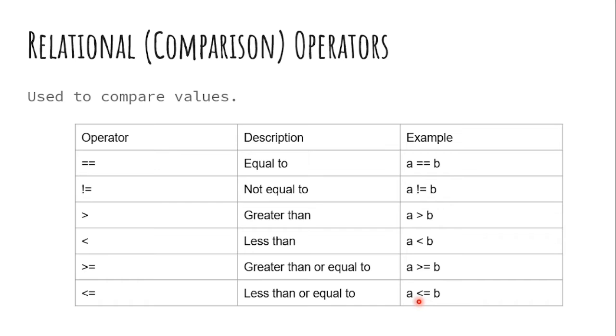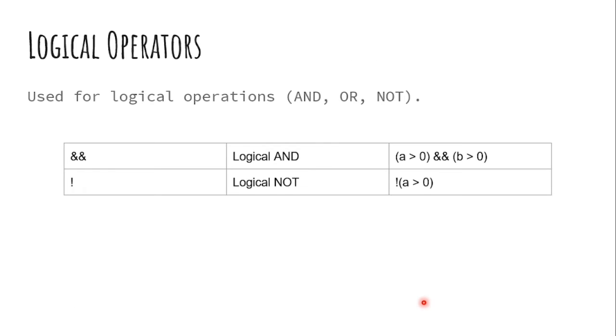It is the same with the less than or equal to condition, but in the opposite way. If a is 3 and b is 6, it's true. If a is 6 and b is 6, it's also true. But if a is 6 and b is 3, it is false. That's the way relational operators work.